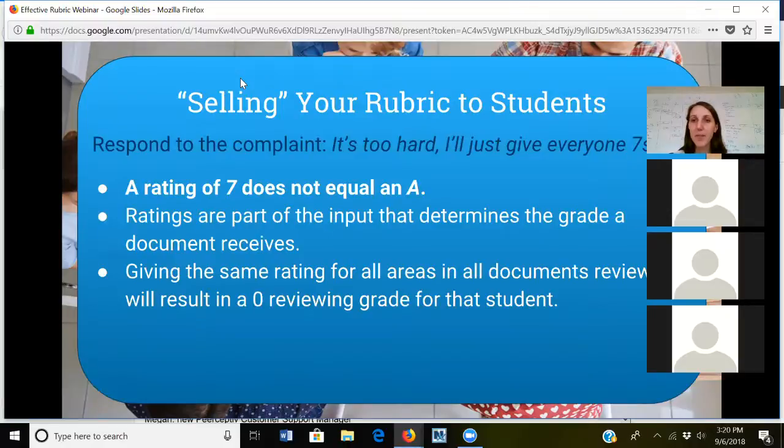The problem is when you give the same rating for all areas, for all the documents reviewed, that you get a low review grade. And at Perceptive, every semester we see some students who do that, who try to game the system by saying, oh, I don't have time, I'm just going to give everyone a 7 or everyone a 0 or 1. They actually end up with the 0 review grade.